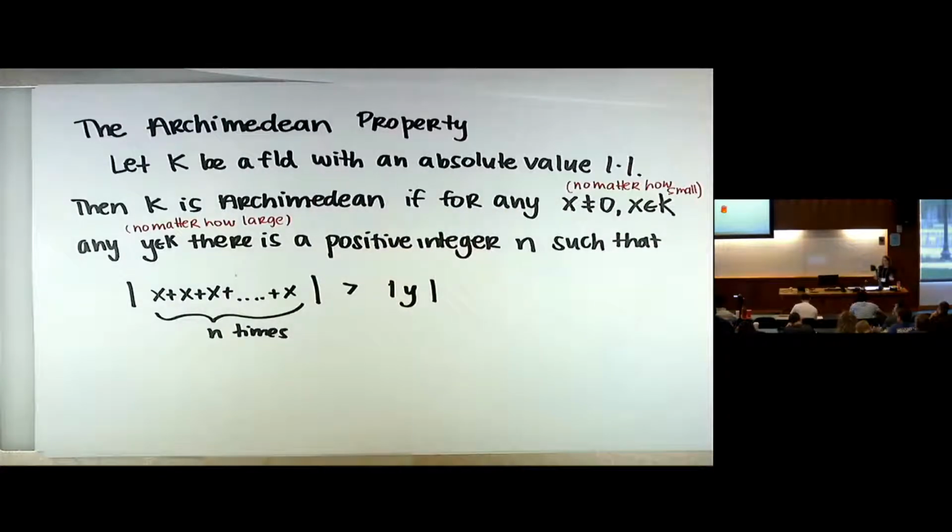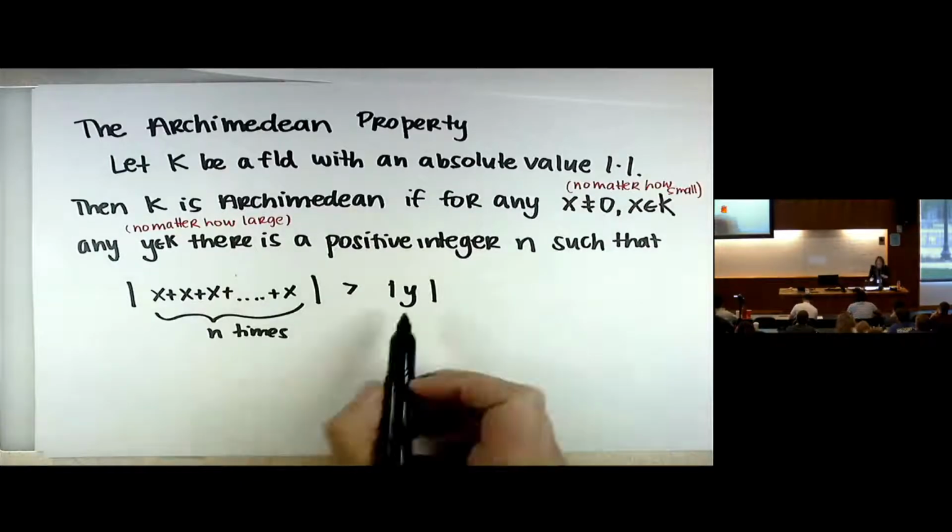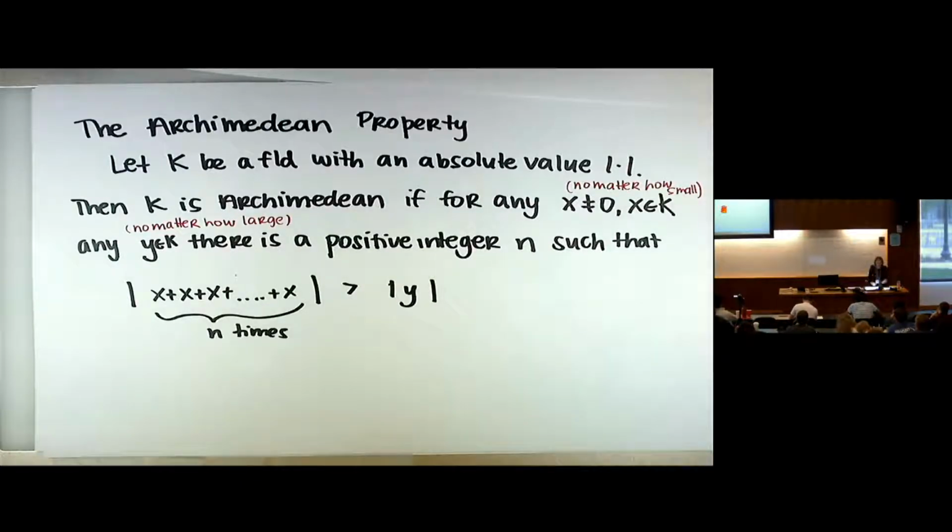Right? So even if I take some tiny little x and a really, really big y, I can just take my tiny little x and add it to itself maybe 1,000,000 times, maybe 10 million times, I don't care, but I can add it to itself enough times to get bigger than y.